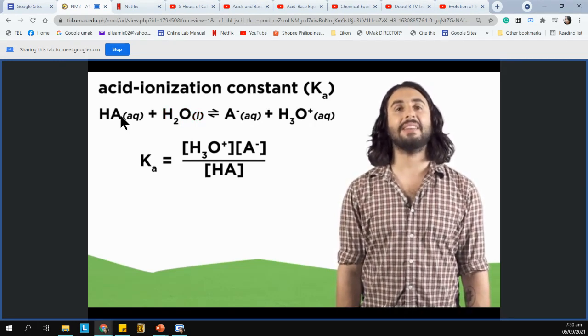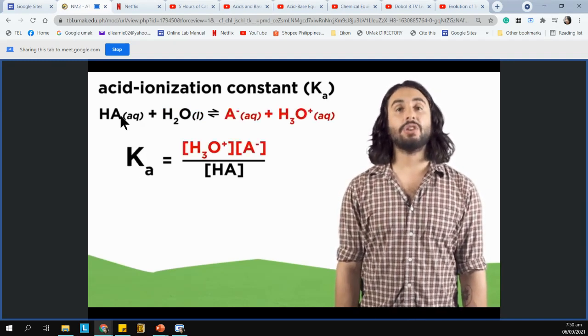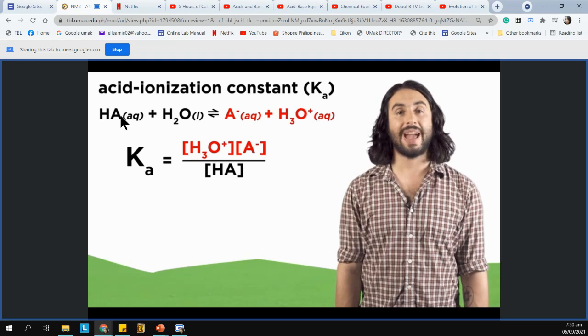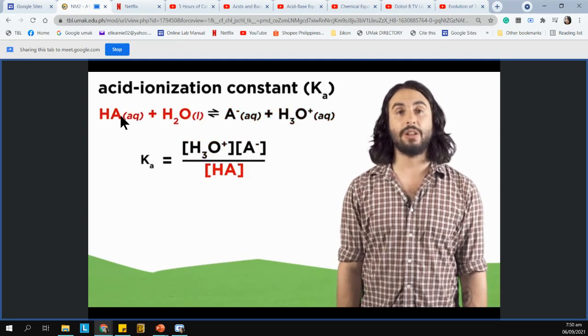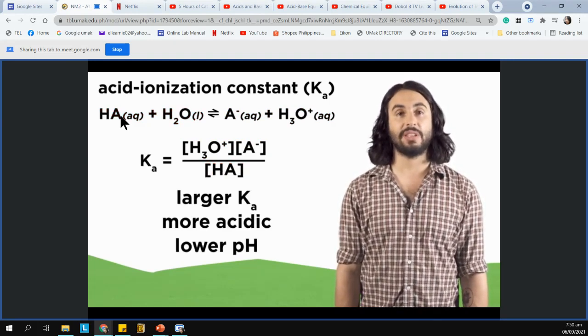In this way, Ka is a measure of how thoroughly an acid-base reaction proceeds in the forward direction. A larger Ka means more products and a stronger acid. A smaller Ka means more reactants and a weaker acid. So an acid with a larger Ka will be more acidic and therefore associated with a lower pH.